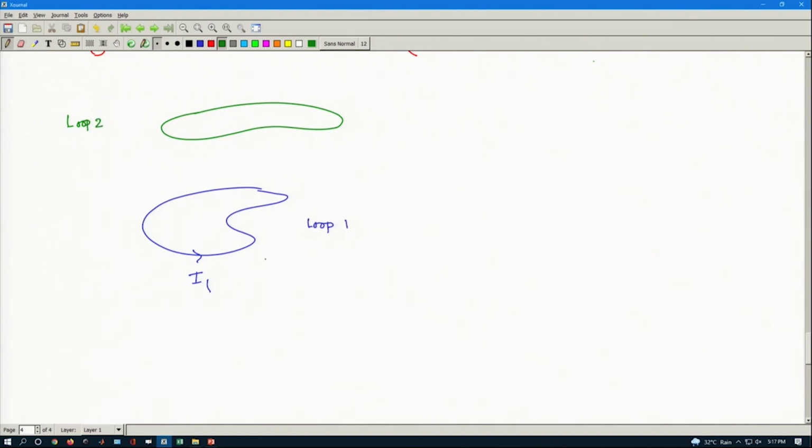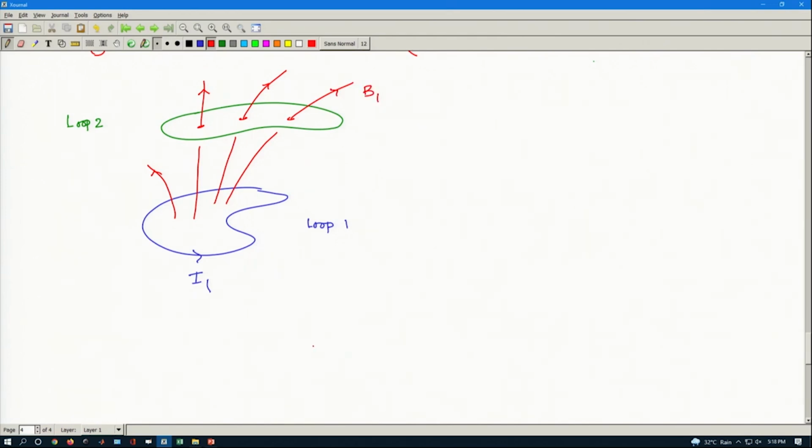Current is flowing here in loop 1, and it produces some magnetic field. The field line may be like this, and it is going to cross here, like this. I am going to cut the loop 1. The amount of magnetic field that is produced is, say, B1 in magnitude.